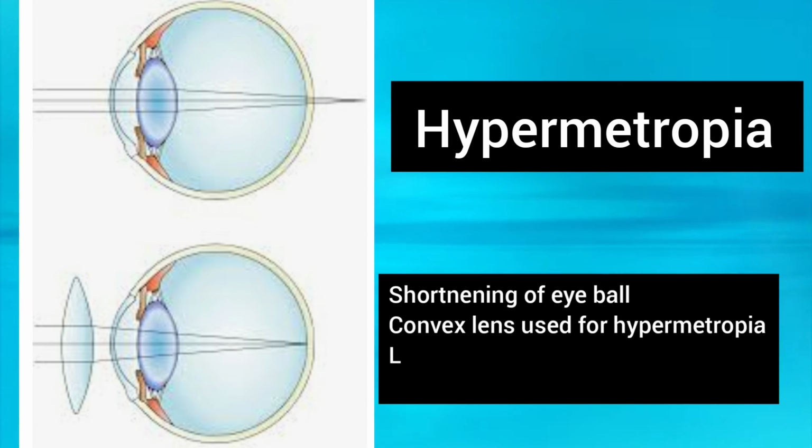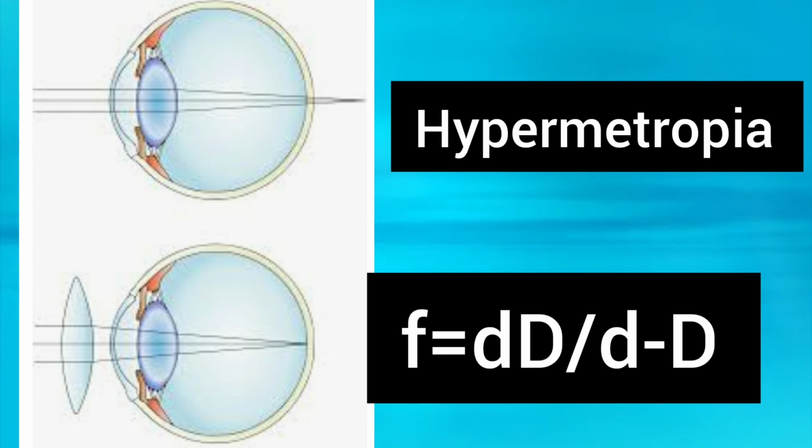Due to this, images of nearby objects are formed behind the retina. It can be corrected by using a convex lens, so that the correct image is formed on the retina, not beyond it. For example, if the hypermetropic eye sees objects only beyond a distance D, and the objects to be seen are at a distance d, then the focal length of the correcting convex lens is f = dD/(D - d).